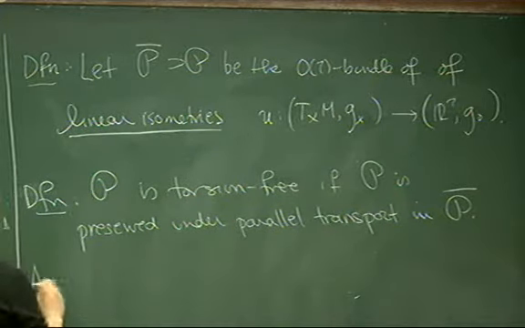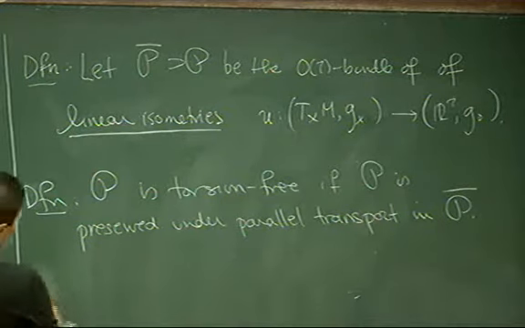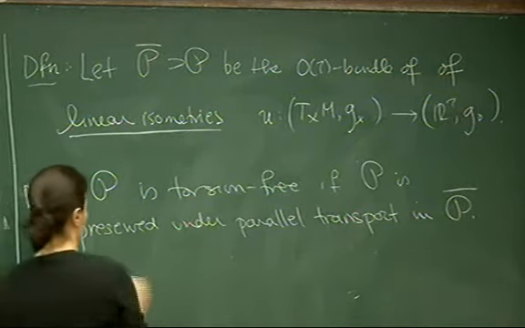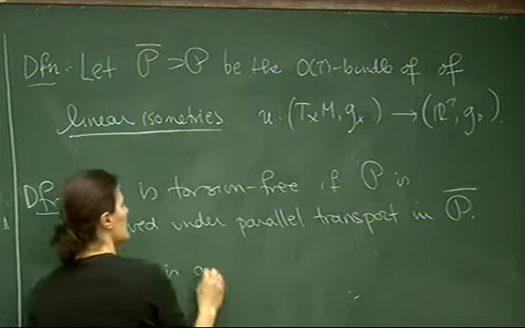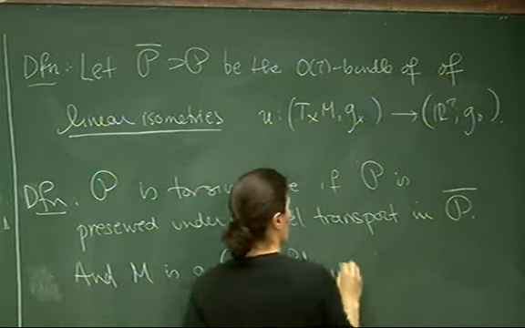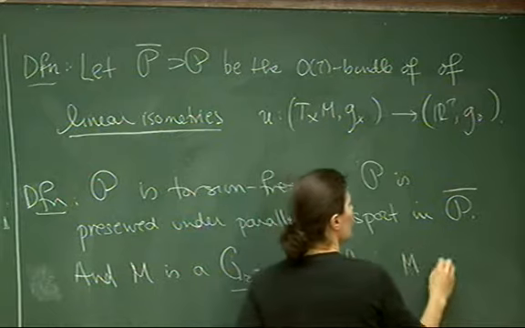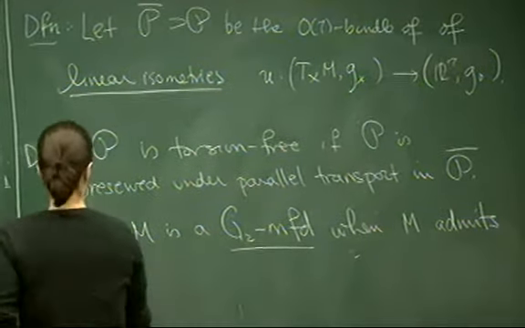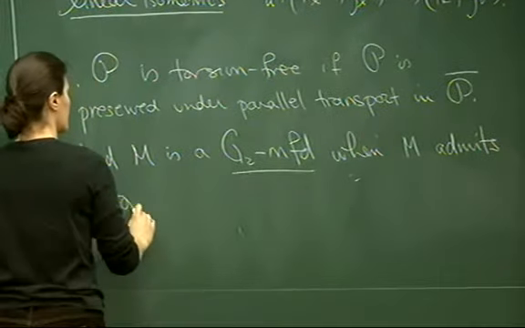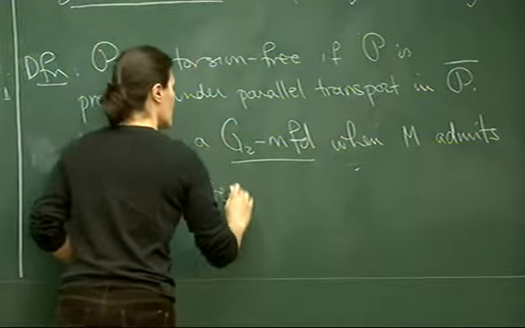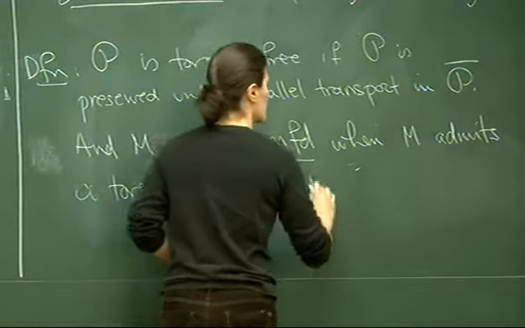So let's assume now, let's say this, that M is a G2 manifold when M admits a torsion-free G2 structure.